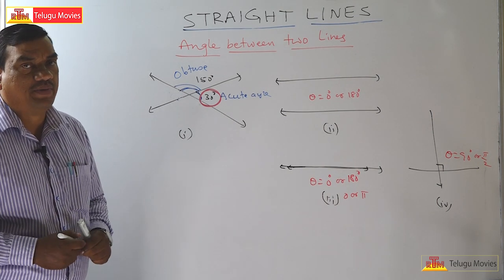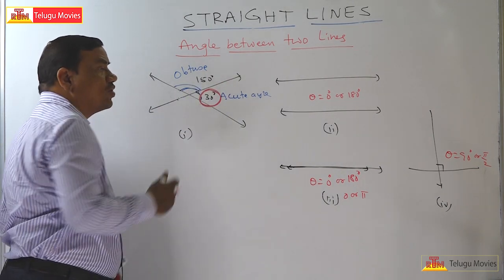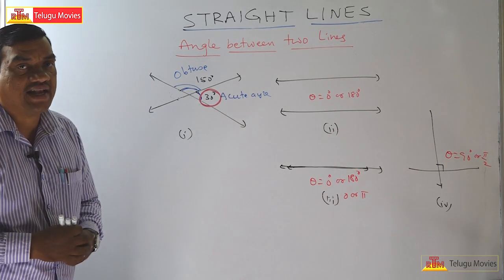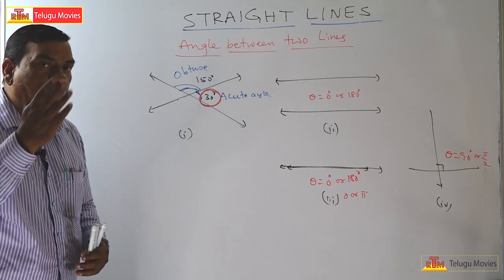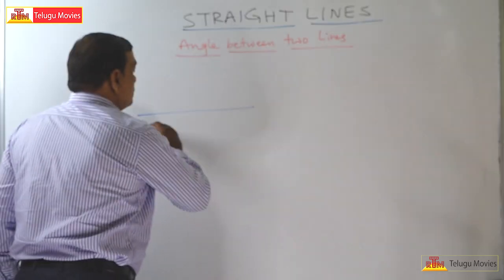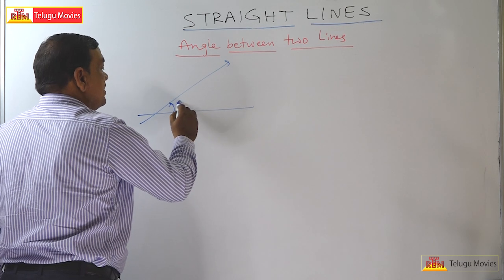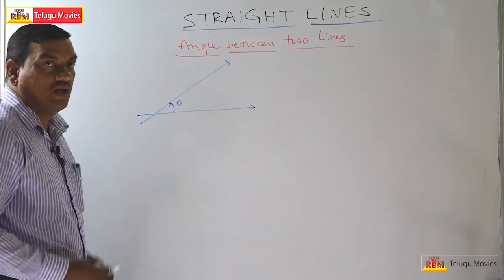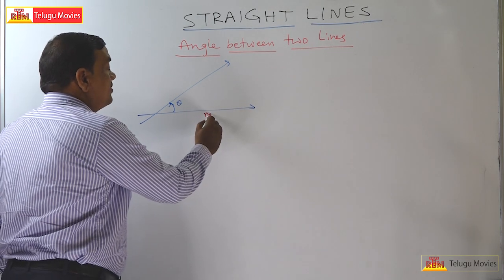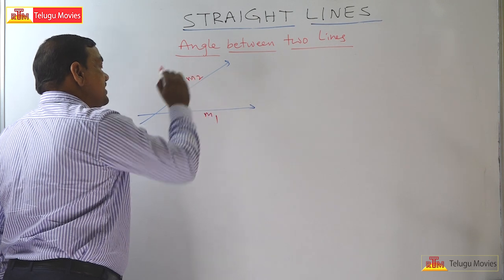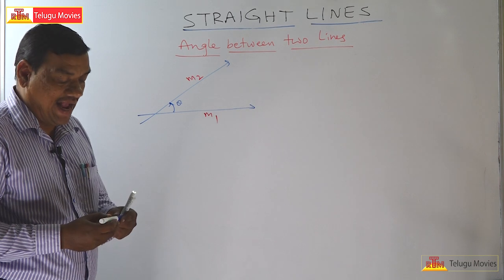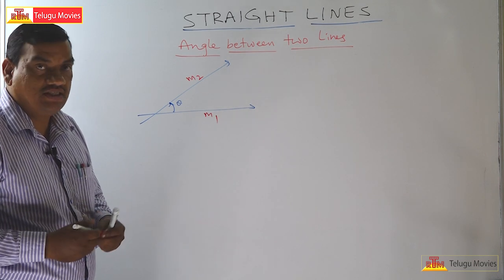Now, if two lines are given, how do we find the angle between them? That is our main topic. For example, if their slopes are known, or if their equations are known, how do we find the angle between them? Okay. So, let us see the formula. Let us take two lines. Let theta be the angle between them. Let the first line have slope m1 and the second line have slope m2.